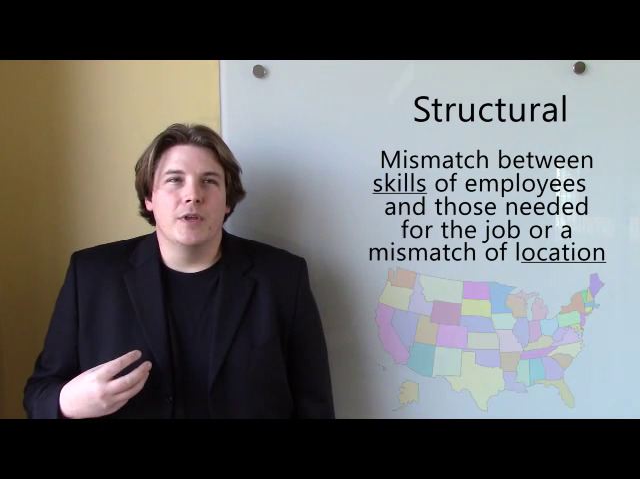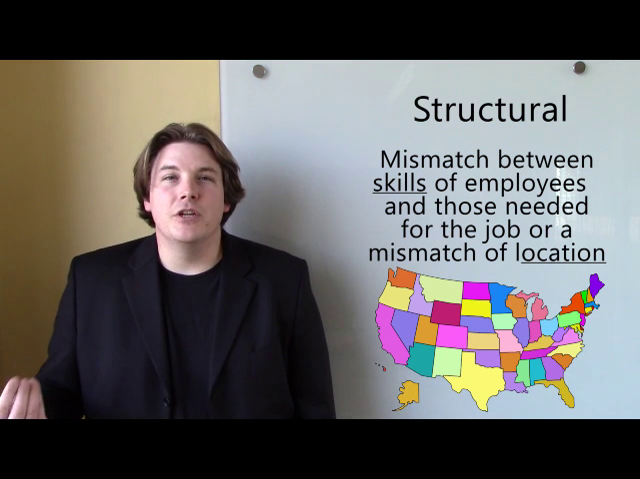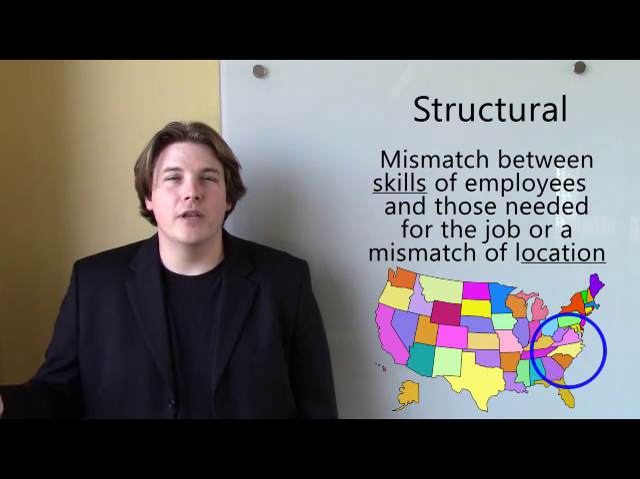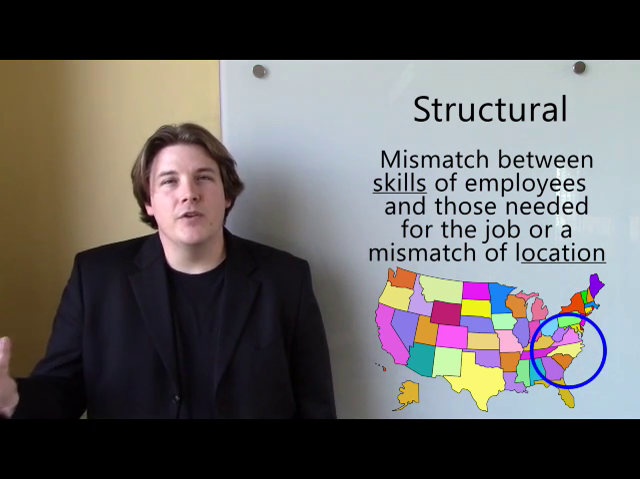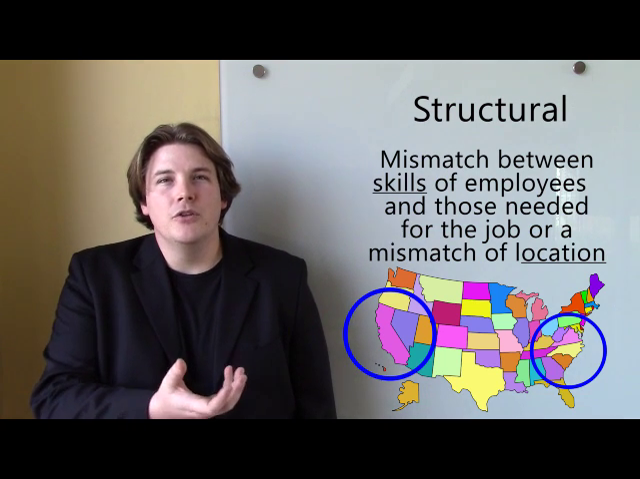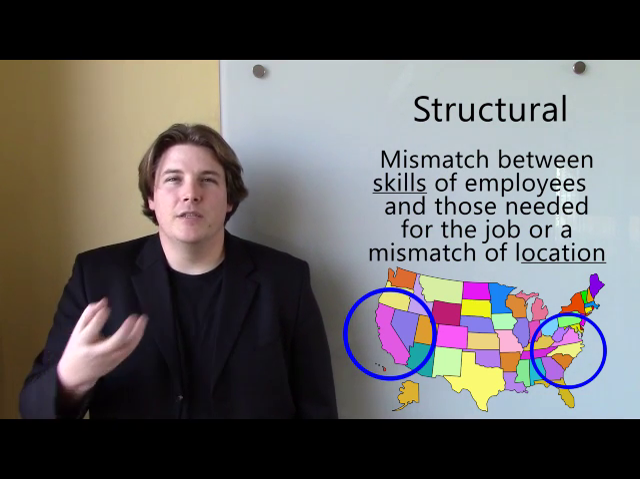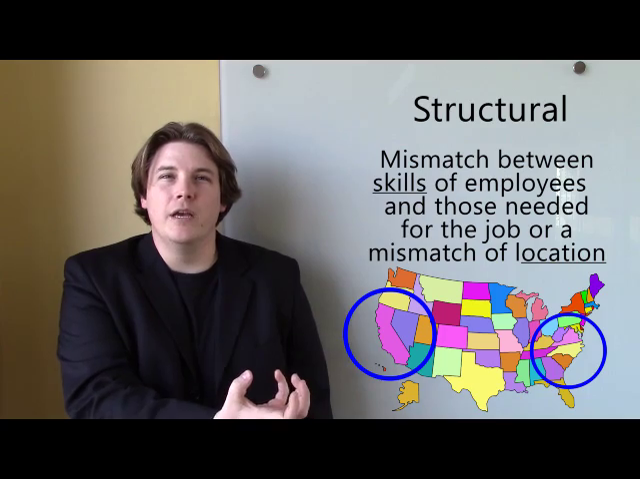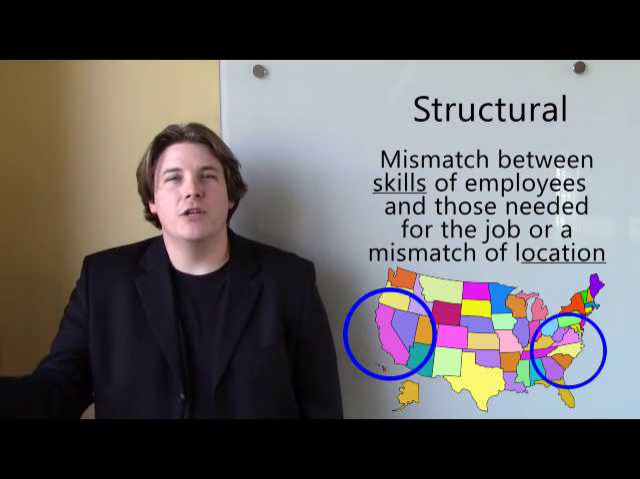Structural unemployment would be something like someone being trained as an engineer and living in North Carolina, when the only jobs for engineers are actually in California. So there's something about the structure of our economy that has put the need for engineers in California, but unfortunately we have an engineer looking for a job in North Carolina.